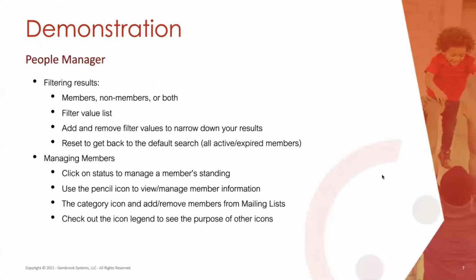So getting into our demonstration, the first thing we're going to go over is a look back at the People Manager. We've done training videos and webinars about the People Manager before, but we're really going to hone in on the filtering tools, because those filtering tools really play into the way the action button works. We're going to look at how we can filter for both members and non-members, the different types of filter values that we have, and how to add and remove filters to narrow and broaden our search results. And then we'll talk about why the default search is the way it is.